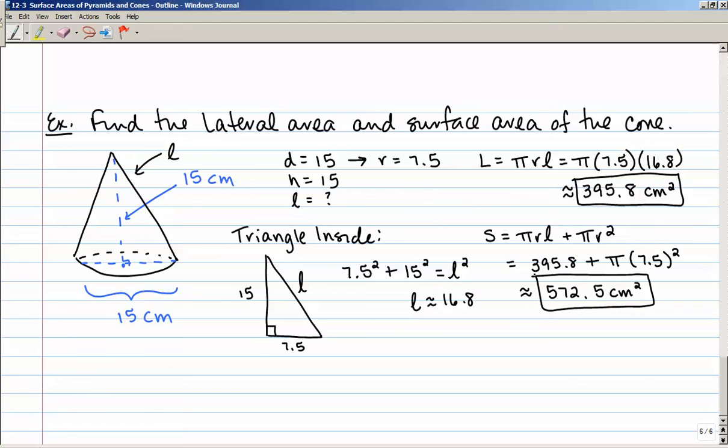So in order to find the surface area and the lateral area of pyramids and cones, make sure you're familiar with those formulas. Again, you don't have to have them memorized. And remember, sometimes it's really helpful to go ahead and draw the triangle on the inside of the pyramid or cone, and if necessary, draw the base as well.